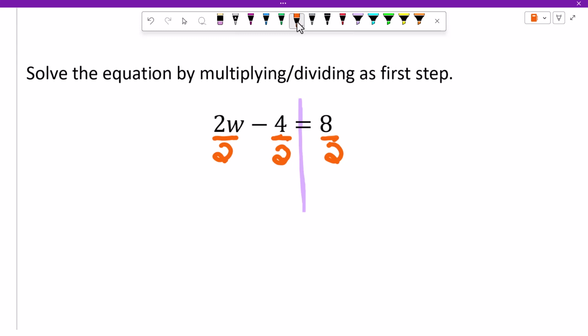So now we do our cleanup. When we clean up the very first term, the 2W over 2, what do we get? W. Because the 2 on the top cancels the 2 on the bottom, we get a W. When we clean up the middle term, what do we get? 2. All right, so 4.